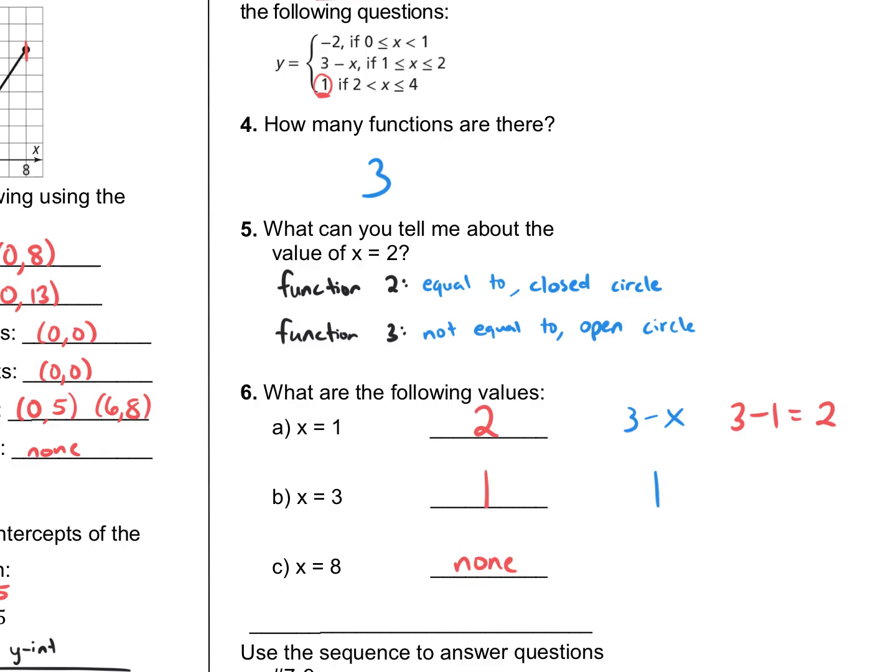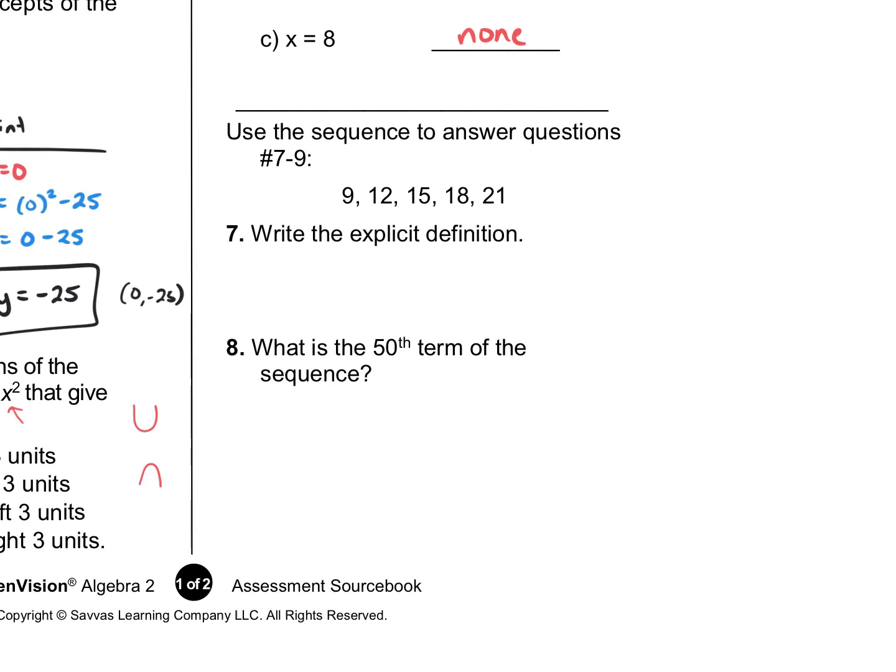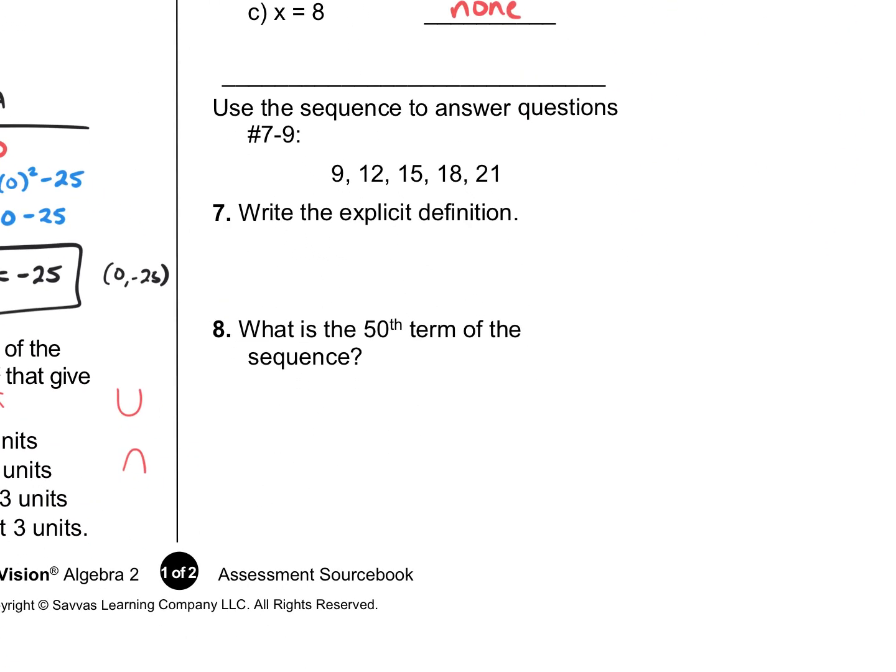Okay. Moving on to number 7 and 8. Biggest thing here is we've got to read the directions. Here it says use the sequence to answer questions 7 through 9. So 7, 8, and 9 use this sequence here. On number 7, it wants us to write the explicit definition. What a lot of you did yesterday is you wrote +3, and that was your answer. You have a good key part there, but that's not the explicit definition.